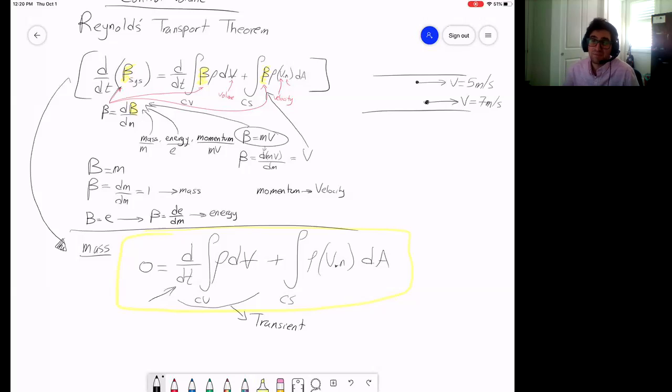Yes, the velocity is different in each location, but it doesn't mean it's transient. Transient means it changes with respect to time. Nothing is changing here with respect to time. The value is not constant, it's not uniform, but it's not changing with respect to time. That's why it's steady, it's not transient.